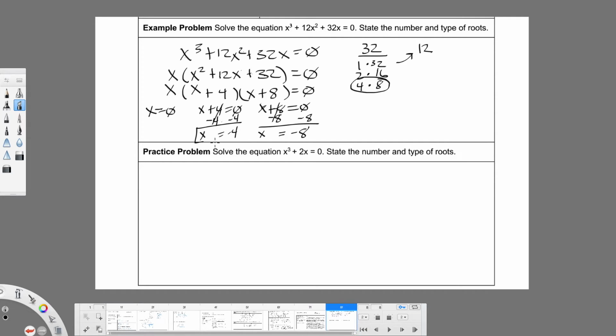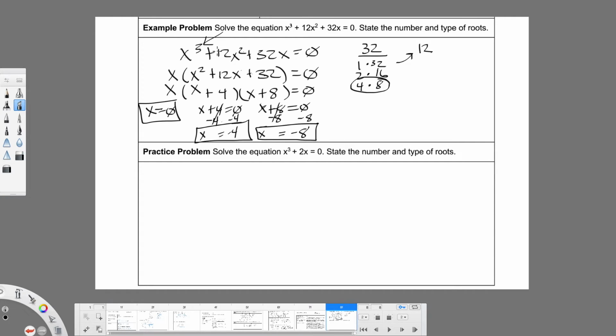So here are my 3 roots. Now I was expecting 3 roots because I can see that cube there. That tells me that I'm going to have 3 roots. Doesn't tell me what kind of roots I have. I'd have to apply Descartes' rule real quick to figure that out.